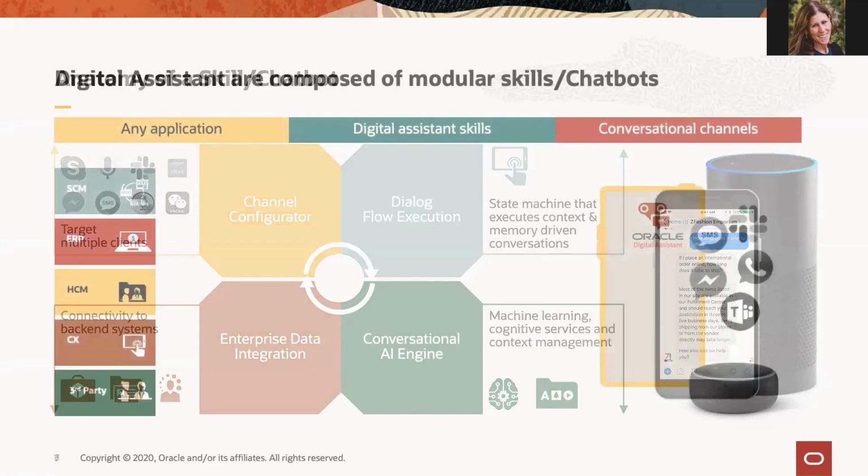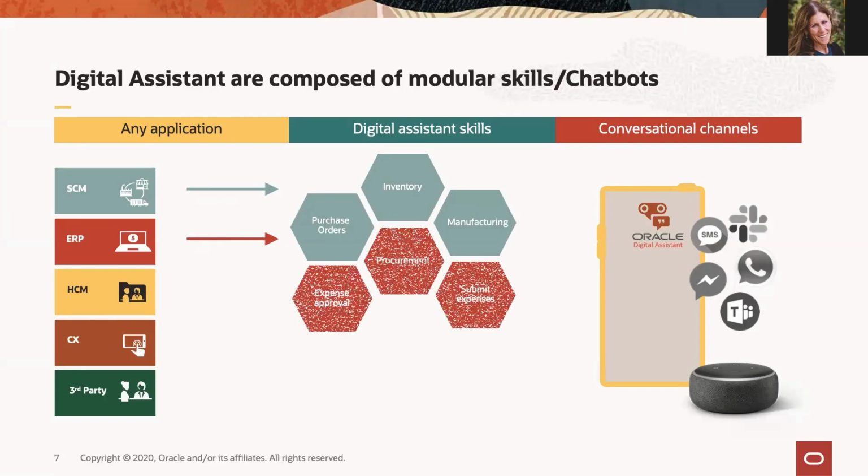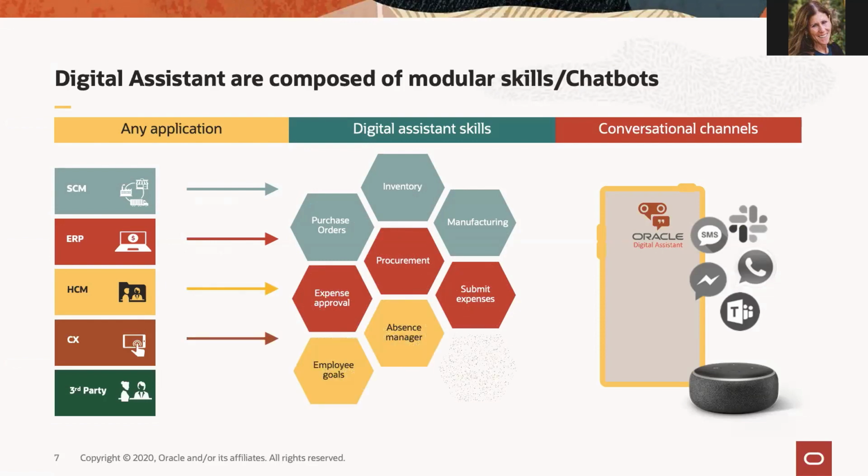However, what makes Digital Assistant really multi-purpose is the concept of a Digital Assistant composed of modular skills, or chatbots. So how does that really work? Basically, you as a developer, or Oracle as a company, would develop these individual chatbots or skills for a specific set of functionality. So for example, for HR, human resources management, Oracle, or maybe you as a developer, would develop a chatbot for managing employee goals or managing absences. You may also develop your custom skills, for example for ERP, maybe for expenses and so forth.